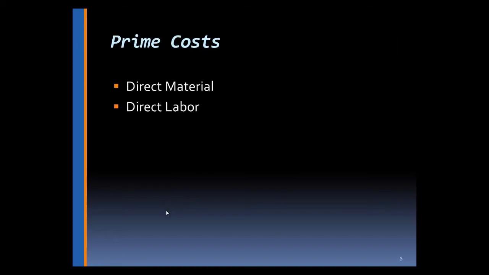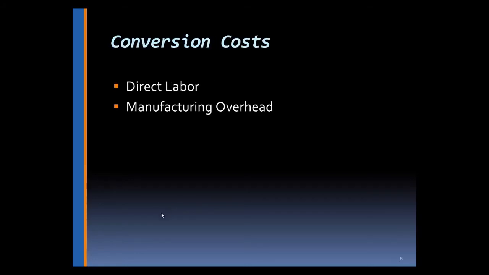Prime cost consists of direct material and direct labor. So if somebody says, what's the prime cost of that product? Direct material and direct labor, because those costs can be traced directly to that product. Conversion costs are direct labor and manufacturing overhead. And this is a very appropriate term, because what happens with direct labor and manufacturing overhead, we take the direct material and convert it to a finished product. Now you will notice that direct labor is both a prime cost and it's also a conversion cost.